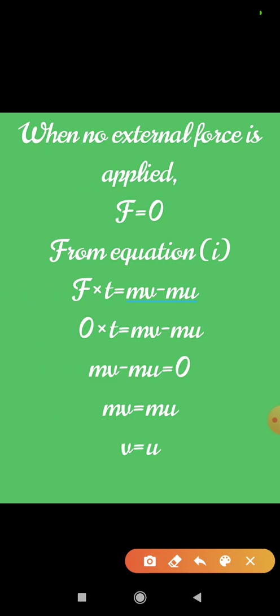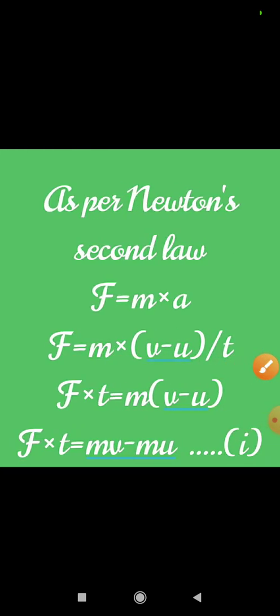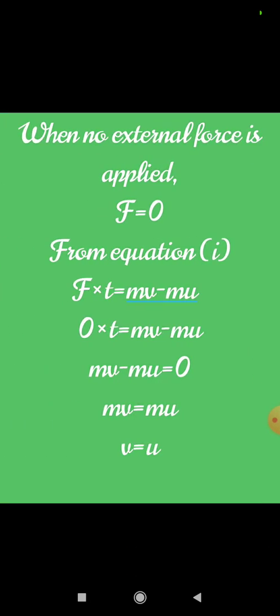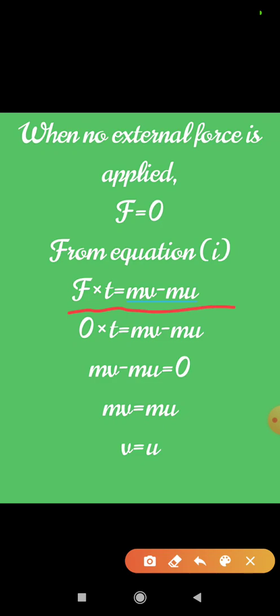Now we use this equation number 1 again. As per the first law of Newton, if no external force is applied on a body, the position of the body will not change. So here we consider the case when no external force is applied on the body. No external force means F will be 0. Do you remember what equation 1 was? Equation 1 was Ft is equal to mv minus mu. We place the value of F as 0, so 0 into t is equal to mv minus mu, and 0 into t will be 0.